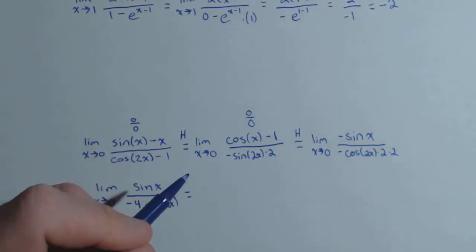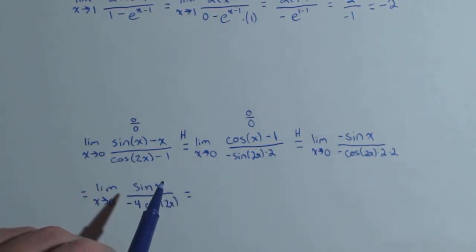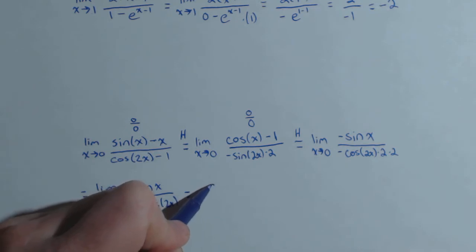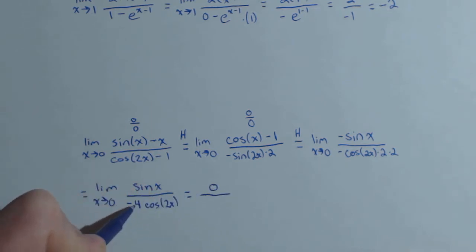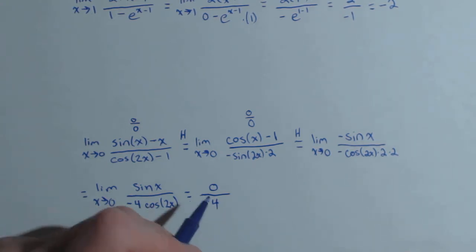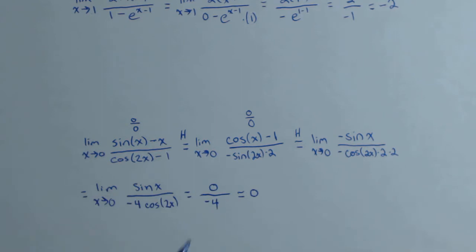Plugging in via direct substitution, we get sine of 0, which is 0, over negative 4. And this is fine. If we get 0 over a number, our limit is simply 0. So in this one, we had to use L'Hopital's rule a couple of times, and you can use it as many times as you have an indeterminate form until you can solve your limit via direct substitution.